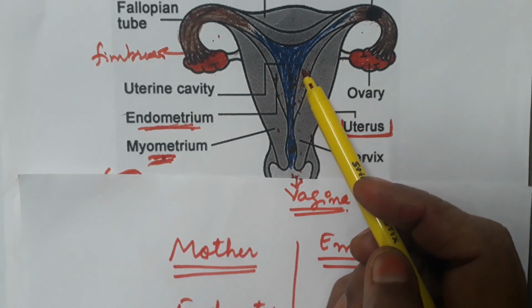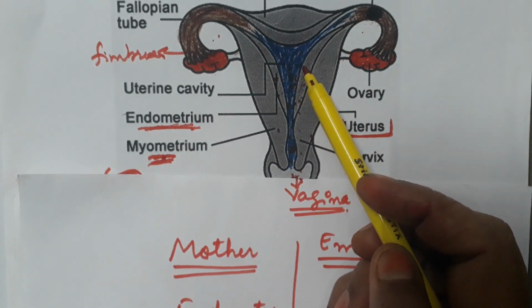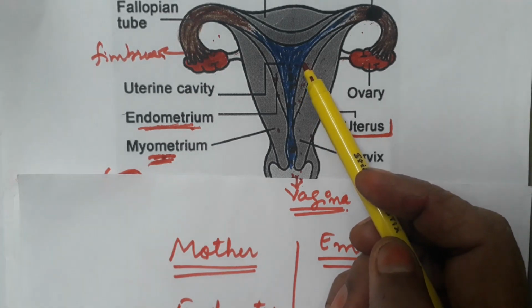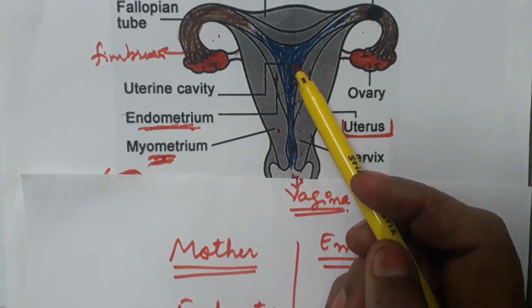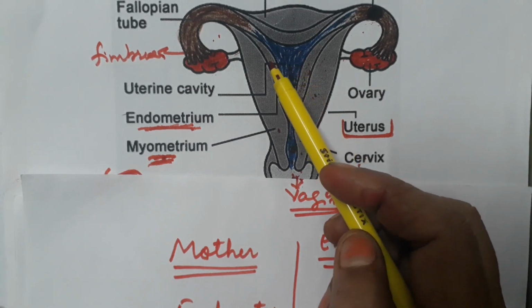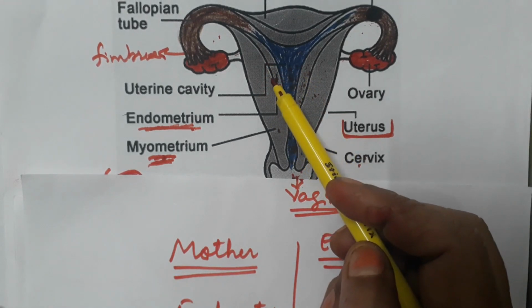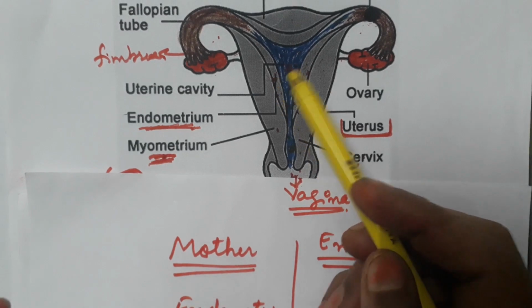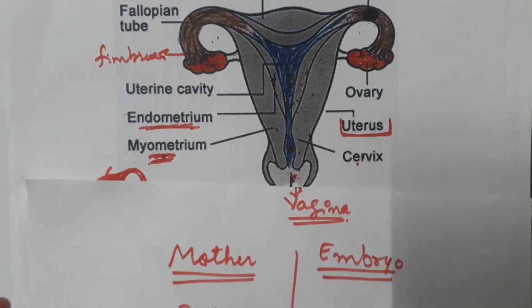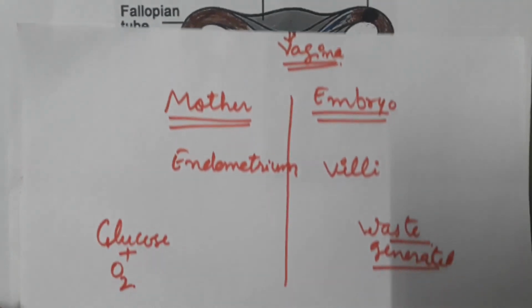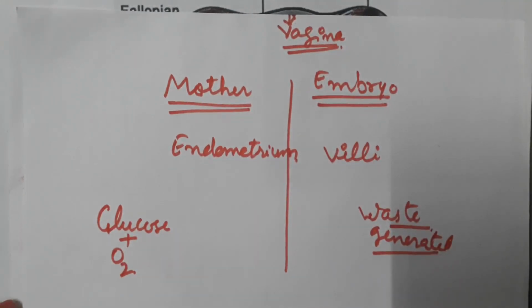What is implantation? That is embryo embedded into the inner lining of the uterus. The inner lining of the uterus is the endometrium, which takes part in the formation of placenta. So embryo starts embedding into the inner lining of the uterus. This is called implantation. How does the placenta formation take place? In the placenta formation, two types of tissue come in close contact with each other.